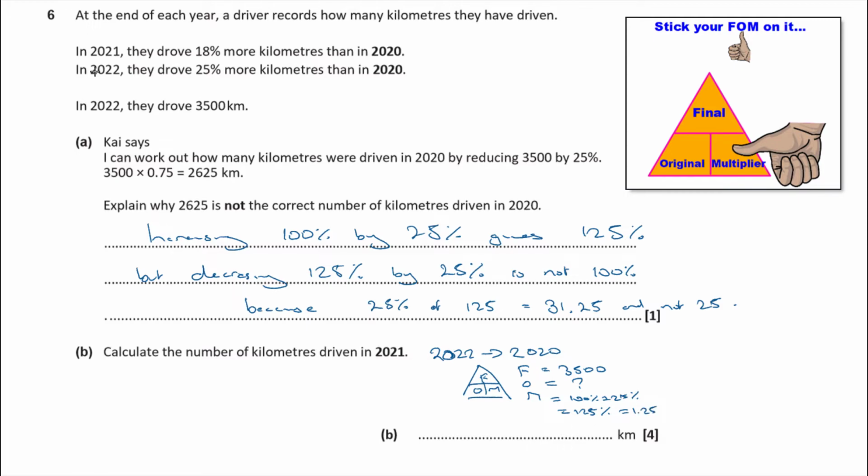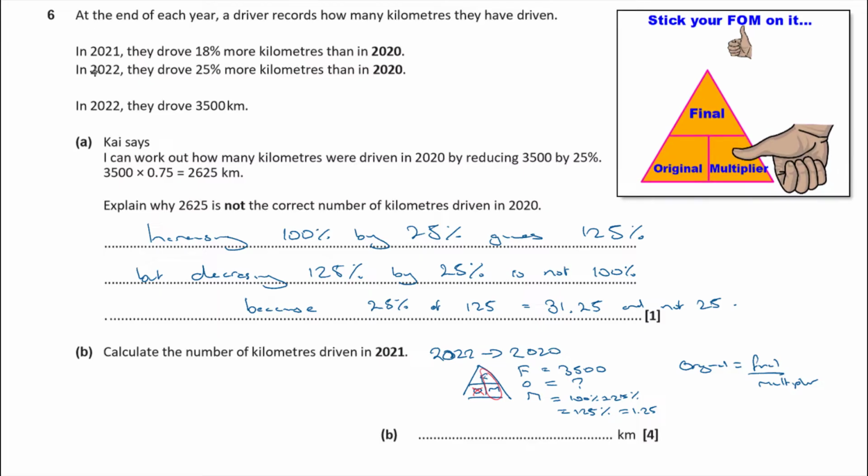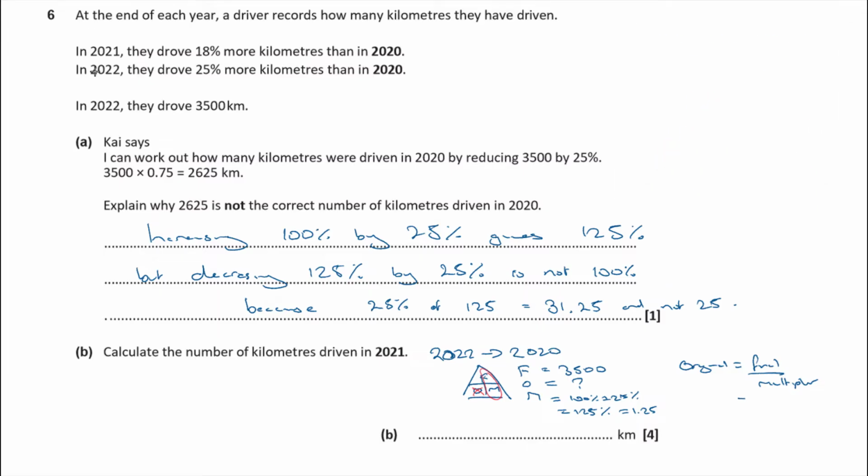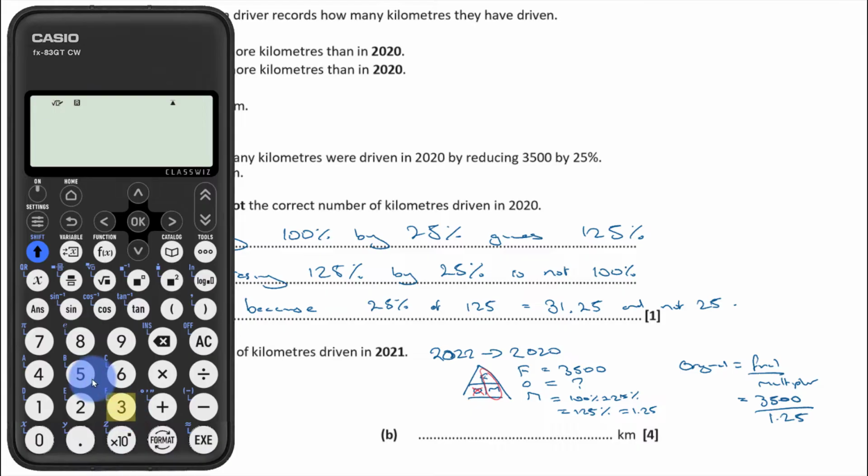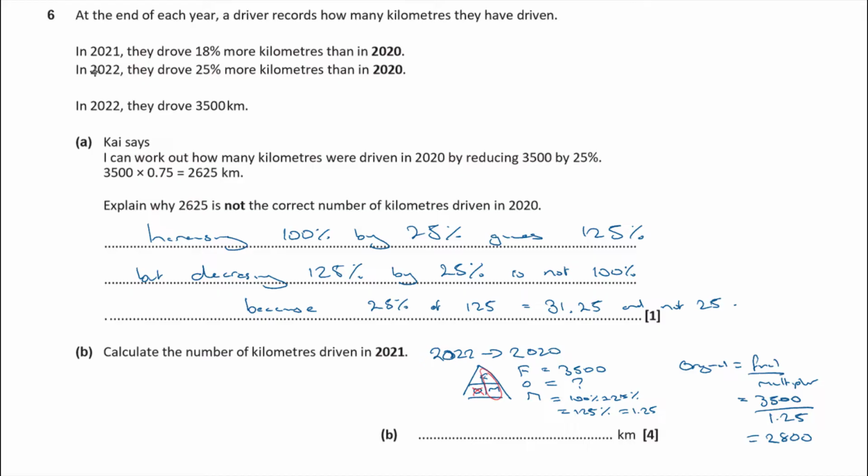Okay? So then the original is going to be equal to the final over the multiplier, isn't it? Covering up the thing you want to find in the triangle, covering up the original, it's final over multiplier. So subbing those numbers in, that's going to be 3,500 divided by 1.25. What's that then? 3,500 divided by 1.25, that's 2,800. Okay? So that means in 2020 there were 2,800 miles.